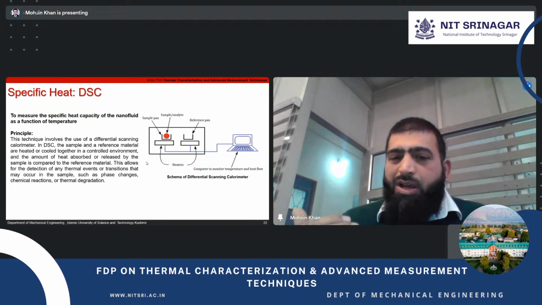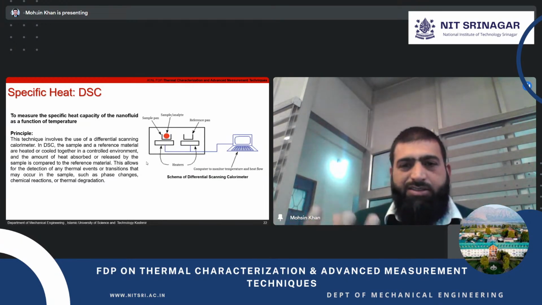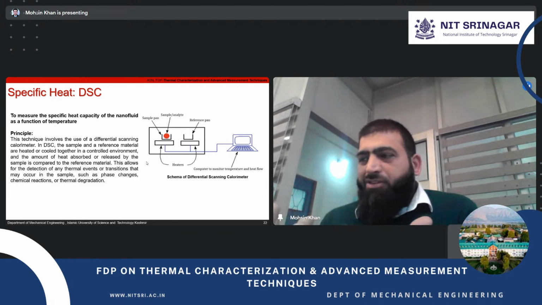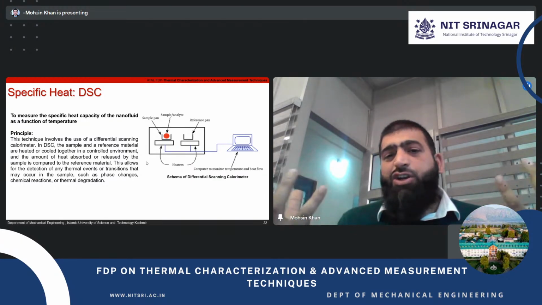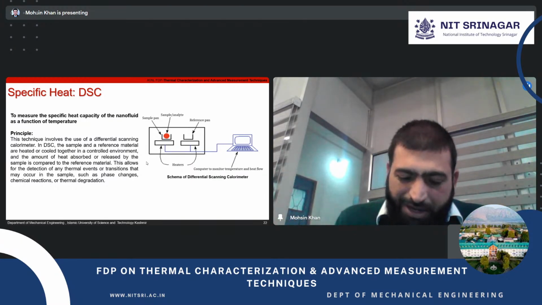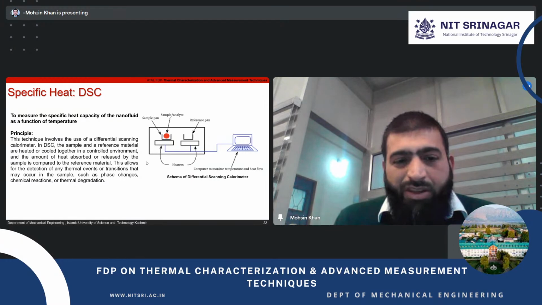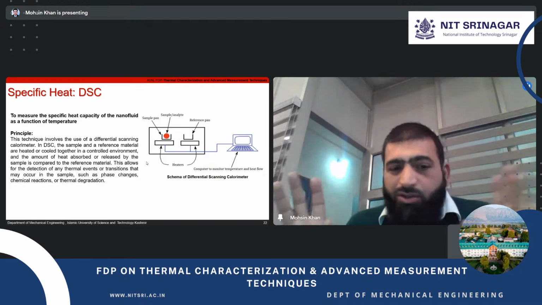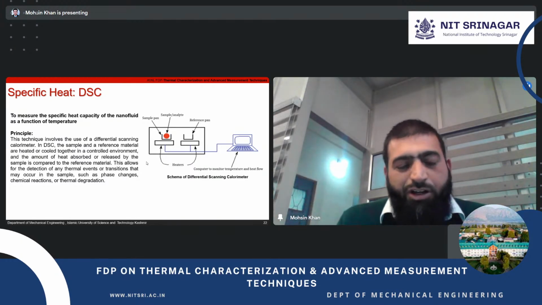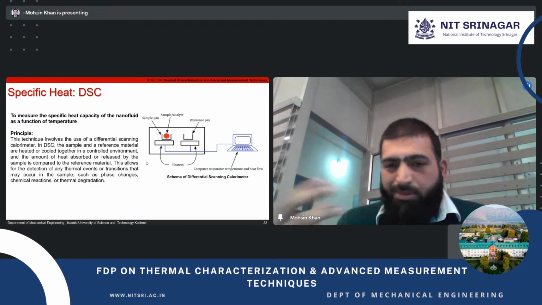But essentially what we are doing in DSC is fixing the temperature. Otherwise, depending on the specific heat and heat capacity, sample A will have a different temperature rise and sample B will have a different temperature rise. So what DSC does is try to maintain the temperature difference equally and increase or decrease the heat content. Based on that, we get an idea about the specific heat of the sample. This is a very useful technique. It not only gives us an idea about the specific heat, it gives us an idea about phase changes, chemical reactions, and thermal degradations.